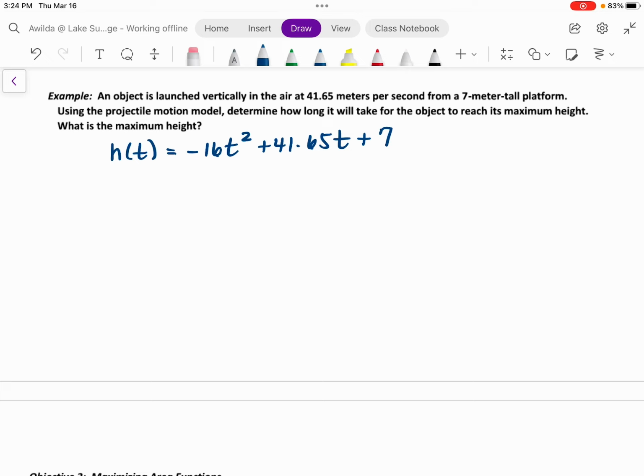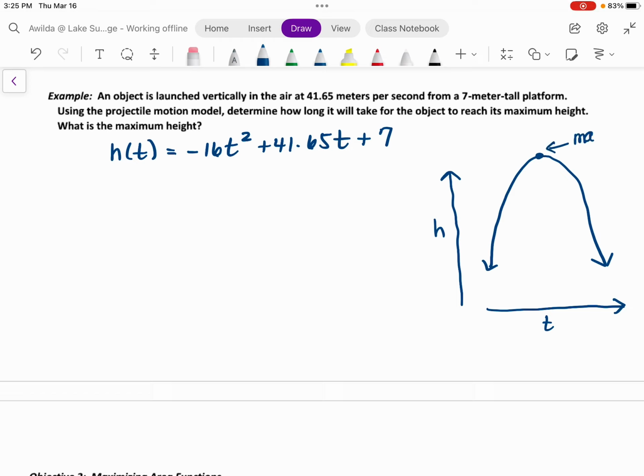Now, we recall that this is going to have the graph of a parabola that opens down, where our x variable represents time and our y variable represents height. So again, that maximum height is going to be achieved at the vertex. First, let's solve for how long it takes to reach that maximum height.